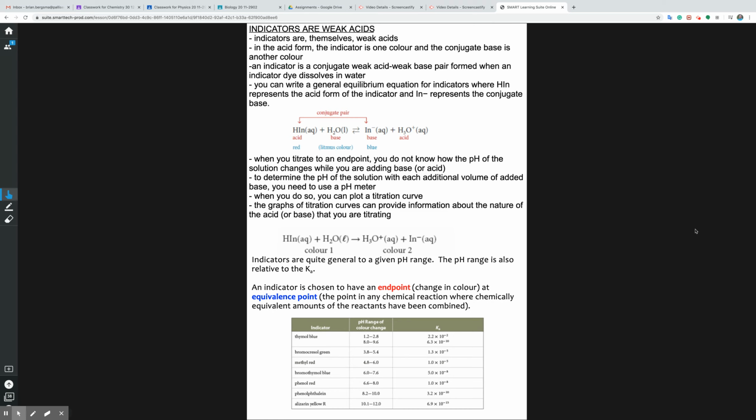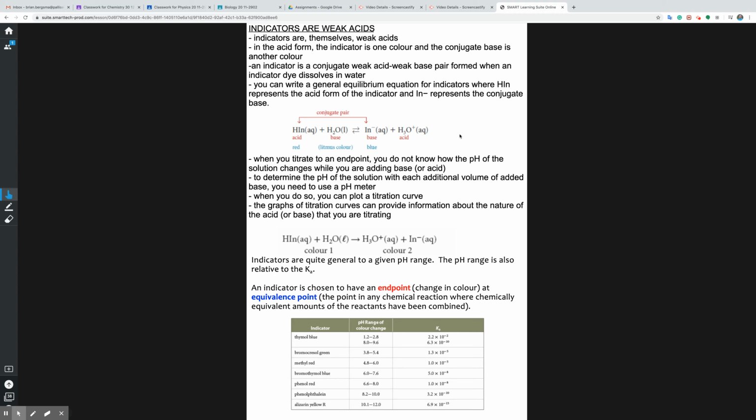So you can write the general equation. The indicator is HIn, where H and In stand for the indicator, plus water, and then the base would be one color. In this case, it's litmus. Litmus is red in acid, and the base is blue, and then we get the conjugate acid.